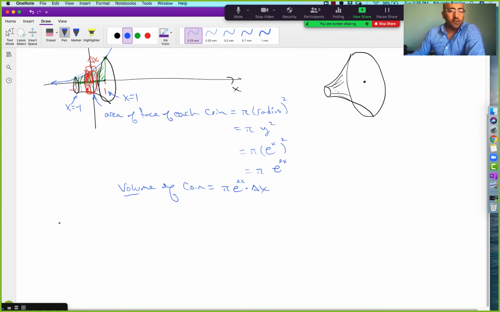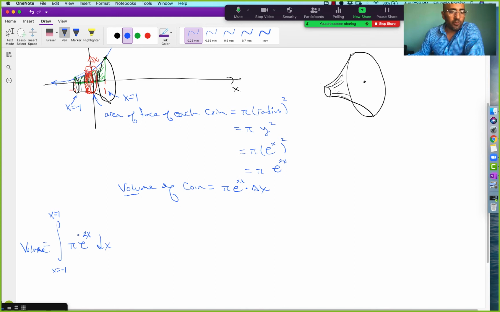So it'll be the integral of, so let's see, volume. Volume is going to be the integral as x goes from -1 to x goes to +1 of pi e to the 2x dx.